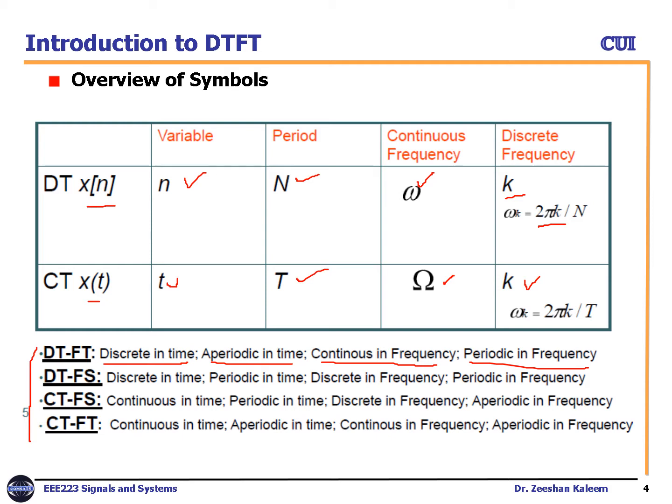The discrete time Fourier series is also discrete in time. However, as it is a Fourier series, it is periodic in time and discrete in frequency. So whenever you take the Fourier series, the resultant frequency will be discrete, whereas in the Fourier transform the resultant frequency will be continuous. This is different, and it is periodic in frequency, right? The frequency will repeat. The continuous time Fourier series and continuous time Fourier transform we already discussed, so you can read them.